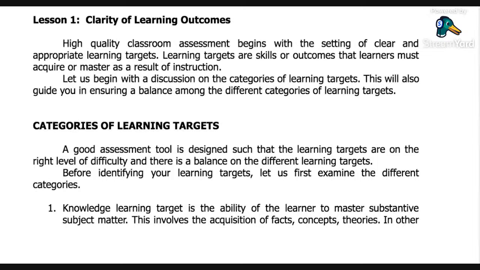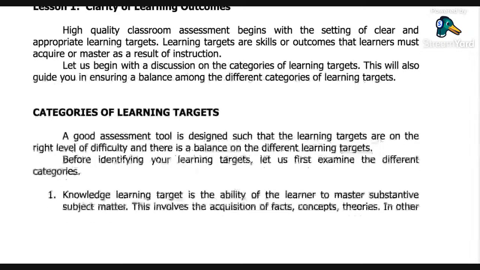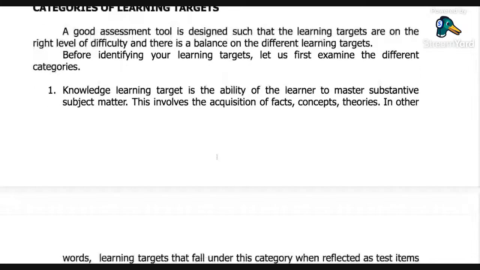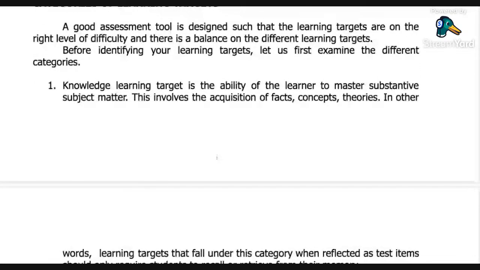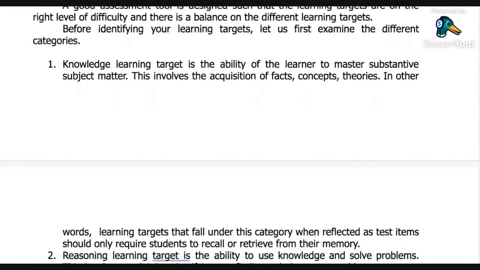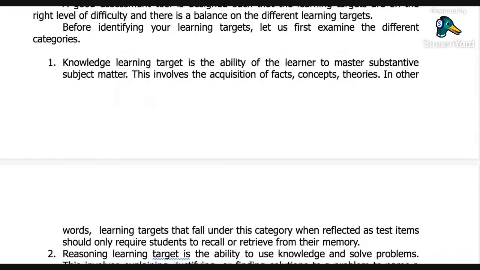So we have the categories of learning targets. One would be the knowledge learning target. It's the ability of the learner to master substantive subject matter. So this would involve the acquisition of facts, concepts, theories. In other words, learning targets that fall under this category, when reflected as test items, should require students to recall or retrieve from their memory.